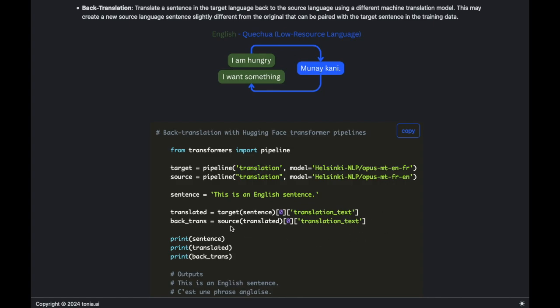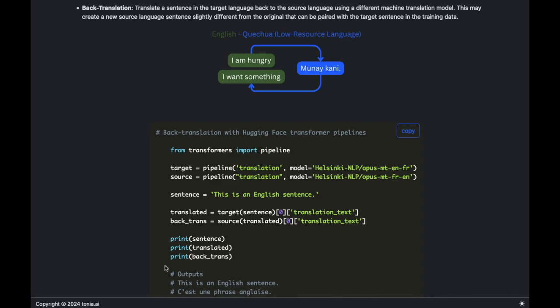And in the second case, I am taking that translated sentence that has now been translated to French and using the second model, which translates French to English, to back translate that sentence back to English. And the hope is I will get a sentence in that back translation that is a different sentence but conveys the same meaning. And then I can use that new sentence pair in my training data.